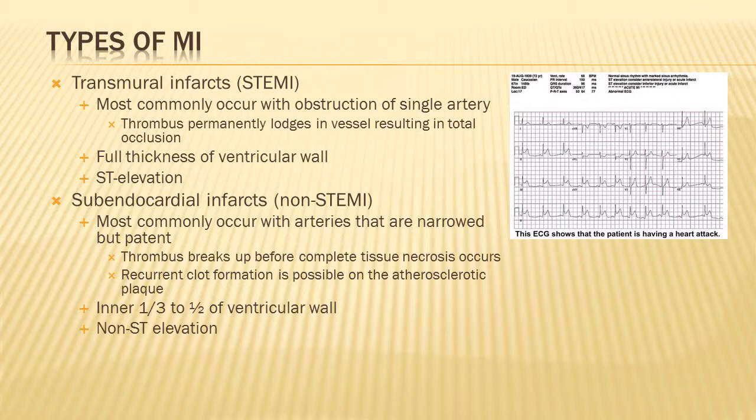And there can be full thickness injury, and there's ST elevation, which is shown here in this EKG. I don't have time to explain EKGs, but that is what an ST elevation looks like. And then there are the subendocardial infarcts, which are usually where the patient has had some narrowing of the vessels or a thrombus has broken through. It doesn't usually affect the whole wall, but it can. I've seen it where it can. And it's called a non-ST elevation.